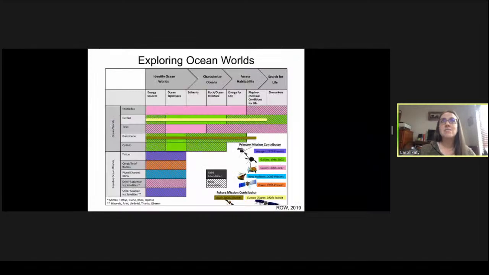Okay, so in terms of exploring ocean worlds, this is a great chart that was put together for the Roadmap to Ocean Worlds, which was a study published in 2019. This really tried to take our understanding of ocean worlds, which I'm going to get to in just a second, and put it in context throughout the solar system. There's a lot going on in this chart, and I won't walk you through all of it, but the idea is that we have, in fact, been exploring and discovering ocean worlds for quite some time.